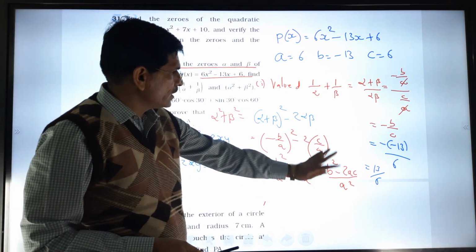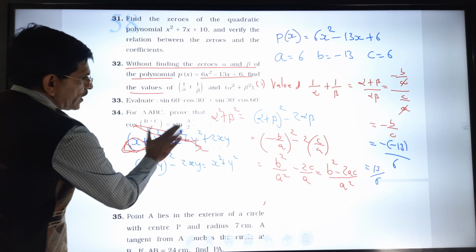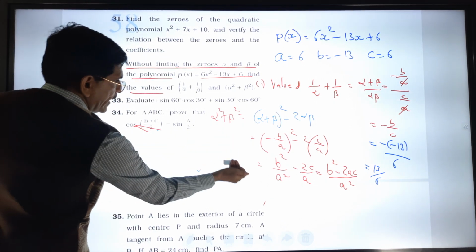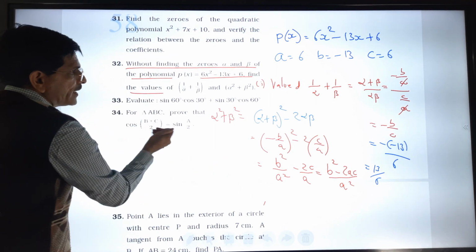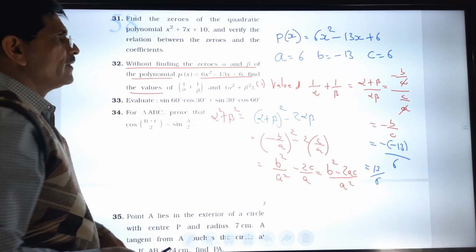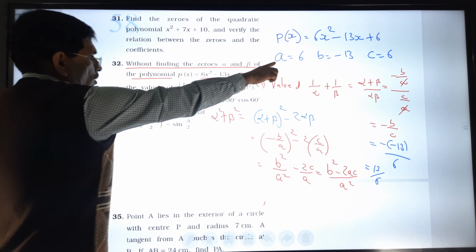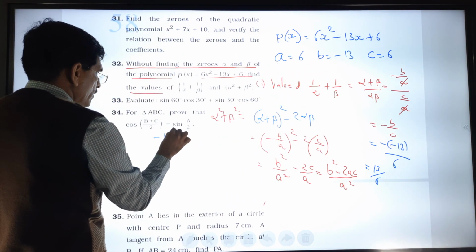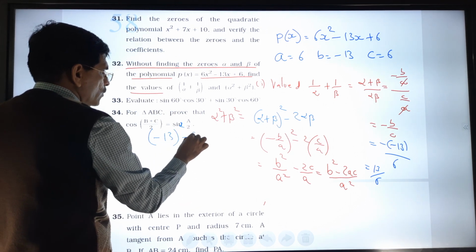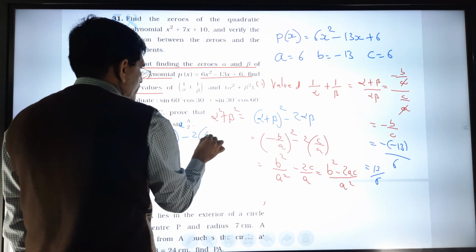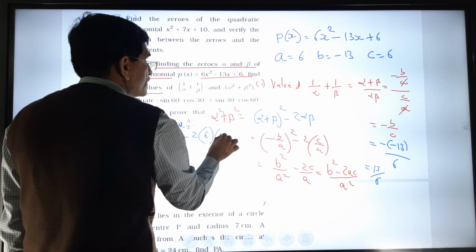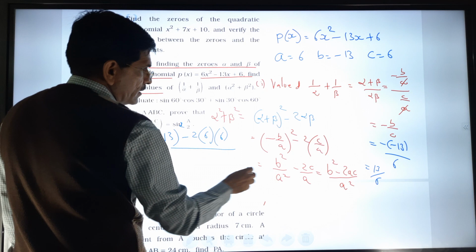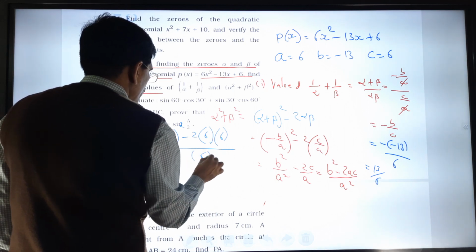Now we put all these three values here to simplify it. What is the value of b? Already we have the value of b, that is minus 13. So minus 13 whole square, minus 2 into a, that is 6, and c, that is 6, upon a square, that is 6 whole square.